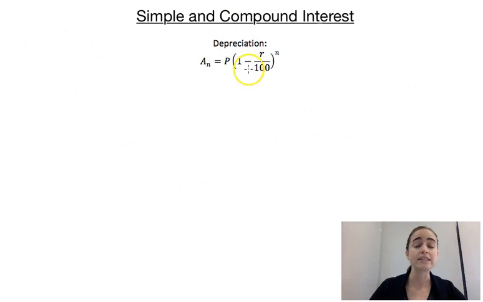So this formula isn't one that you get given, but it's exactly the same as the compound interest formula, except we have a minus instead of a plus. So the questions work in a similar sort of way. So that's having a look at simple and compound interest.